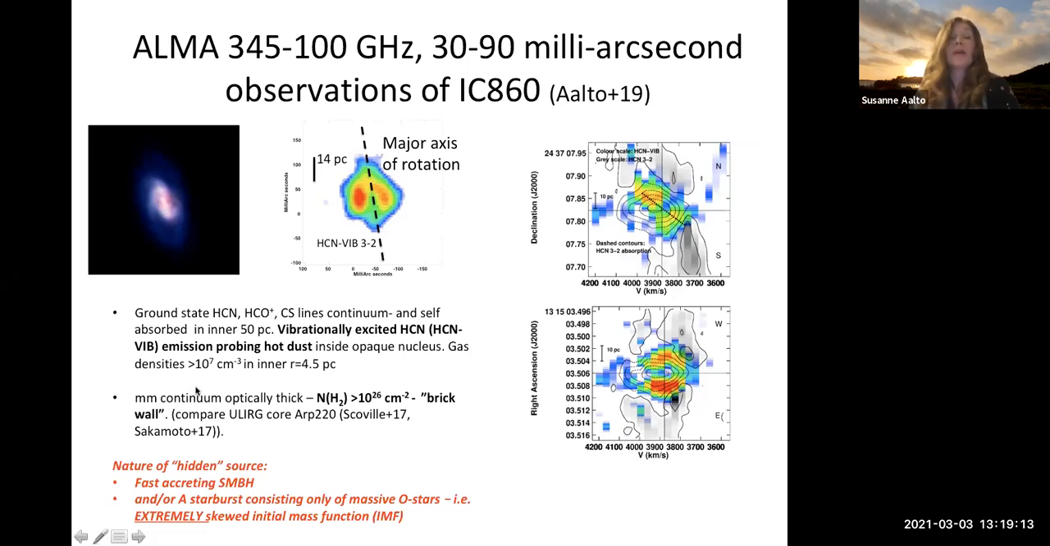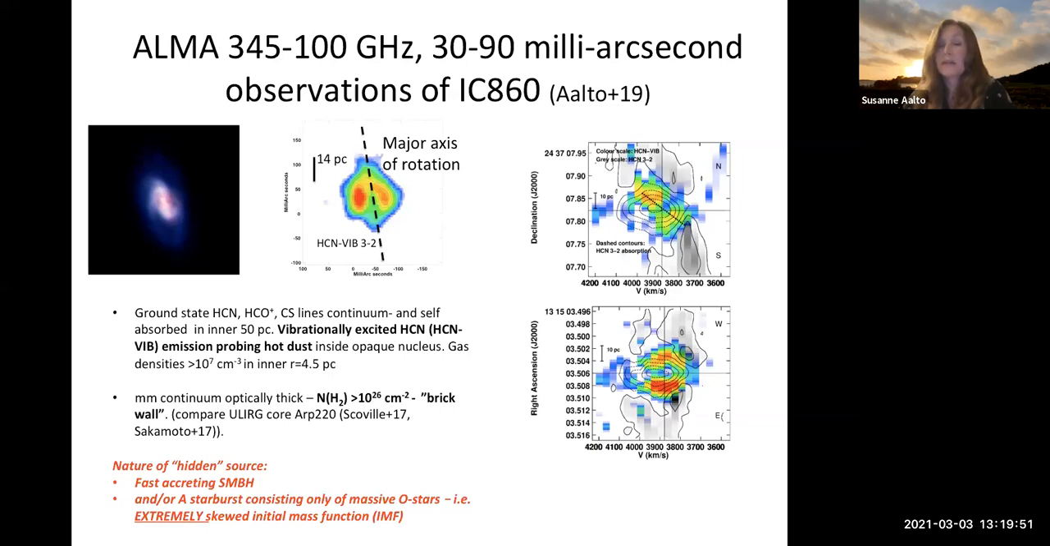But I think the most shocking thing with these objects is the fact that not only is the continuum optically thick at 345 gigahertz, it's optically thick down to 1 millimeter, and for this specific case, also at 3 millimeters. This means that we're now looking, for standard gas-to-dust ratios, at a column density in excess of 10 to the 26 in molecular gas. It's a brick wall. And these objects are extreme even by galactic standards. We don't really have anything in the galaxy that would correspond to this.